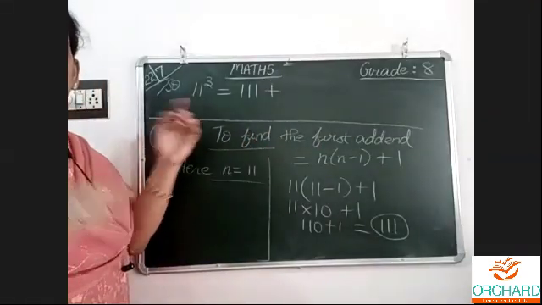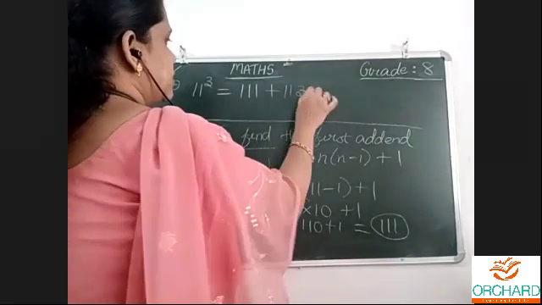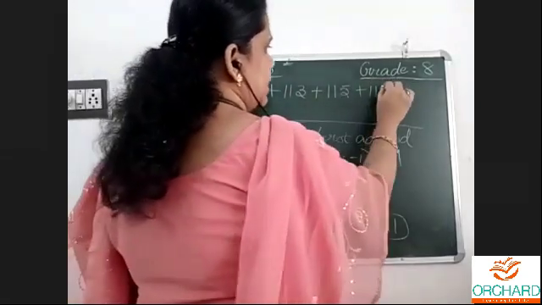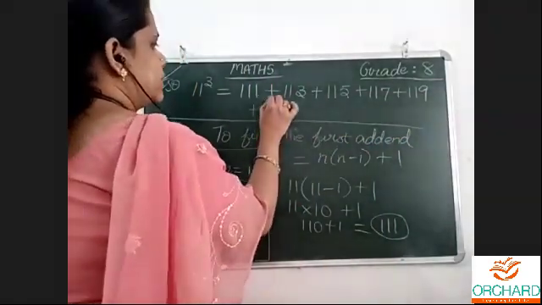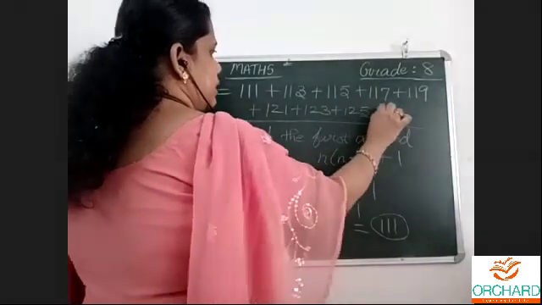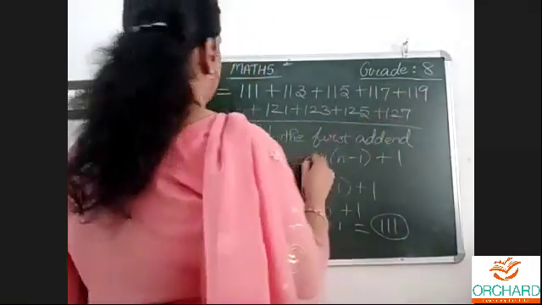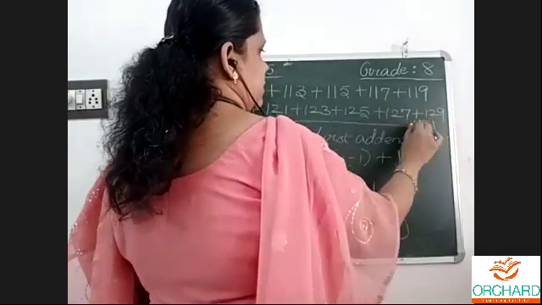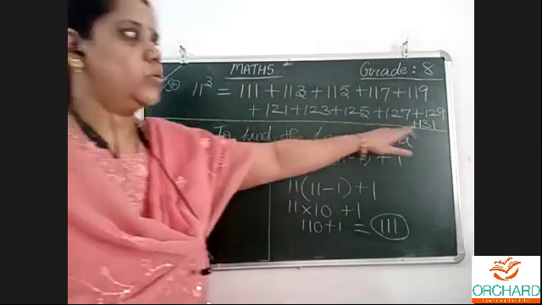So 11 cube is equal to, starting from this number, I must list 11 odd numbers, only odd numbers: 111 plus 113, 115, 117, 119, 121, 123, 125, 127, 129, 131. So up to 131, I stopped here.